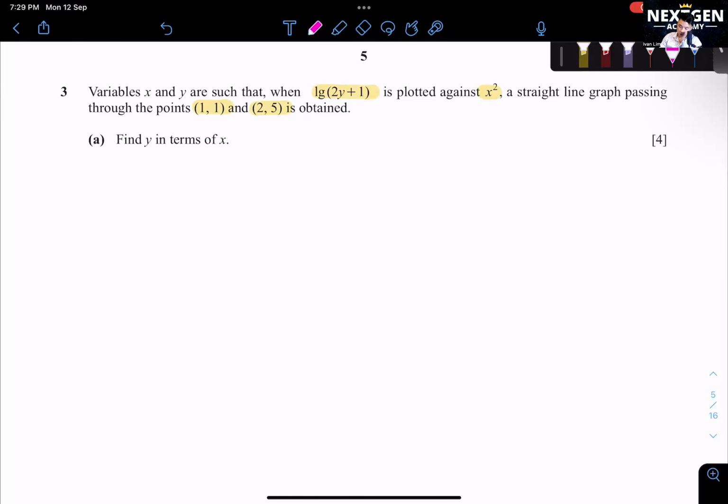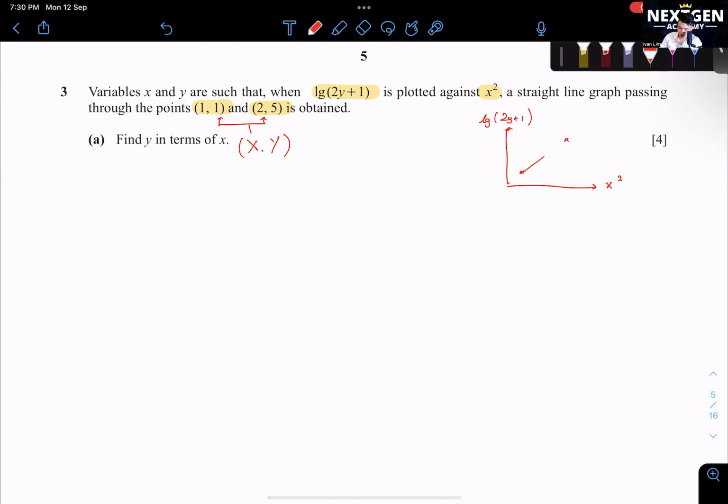All right, so for a straight line equation, what I mentioned to take note of is that this and these points are your big X and your big Y. In this case, it will be, so you sketch it out to remind yourself, lg(2y + 1) against x squared. Next thing we can see, they say is (1, 1), and then (2, 5).